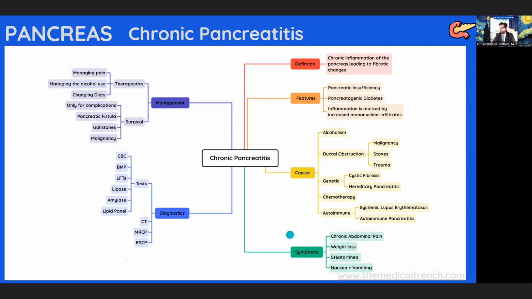So in this case, also remember that you have to rule out malignancy whenever you can. Look for the complications. If there are no complications, just manage the pain. And most of the time, if they're using alcohol or something, they need to reduce alcohol and change their diets. Like whichever diet they're on, they need to change it. So now we're done with chronic pancreatitis.